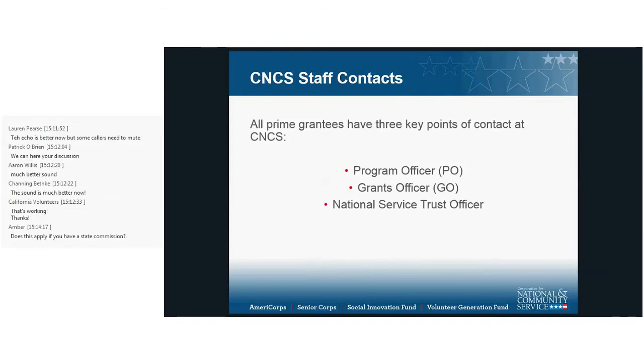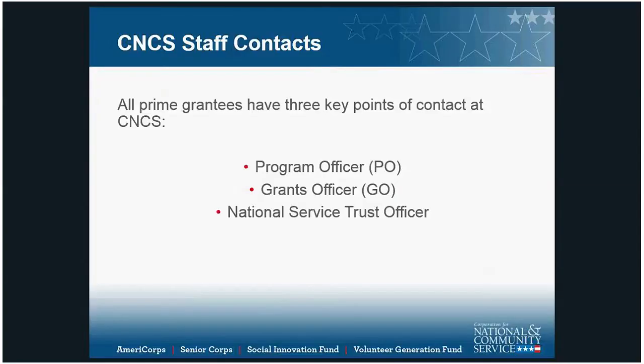The second key contact is your CNCS grants officer, or GO. The grants officers, who may also be referred to as grants management specialists, work in the CNCS Office of Grants Management, and they're responsible for fiscal issues concerning your grant. So GOs will review your federal financial reports, or your FFRs, and monitor financial management systems for compliance with AmeriCorps requirements.